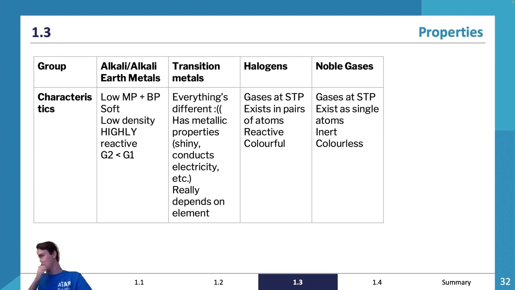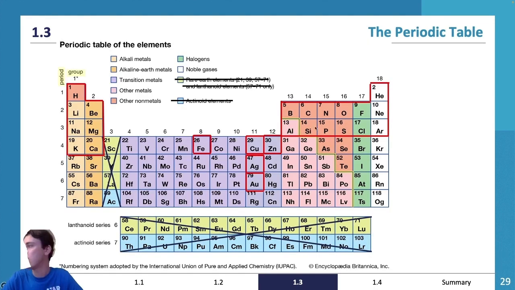Your halogens, these are gases at sort of STP, which is just room temperature, if you like to think of it like that. They exist in pairs of atoms, and they're reactive and they're colorful. So I want to talk about halogens very quickly. Halogens here are these molecules here.